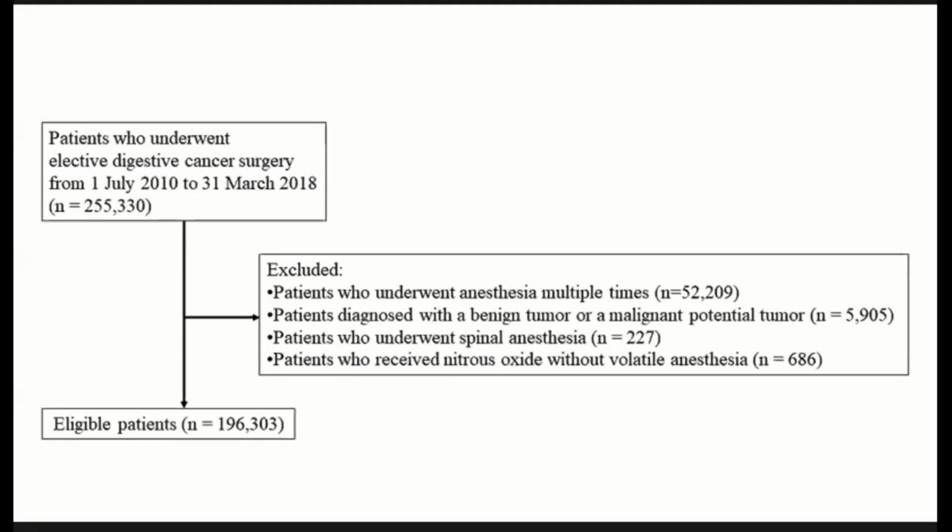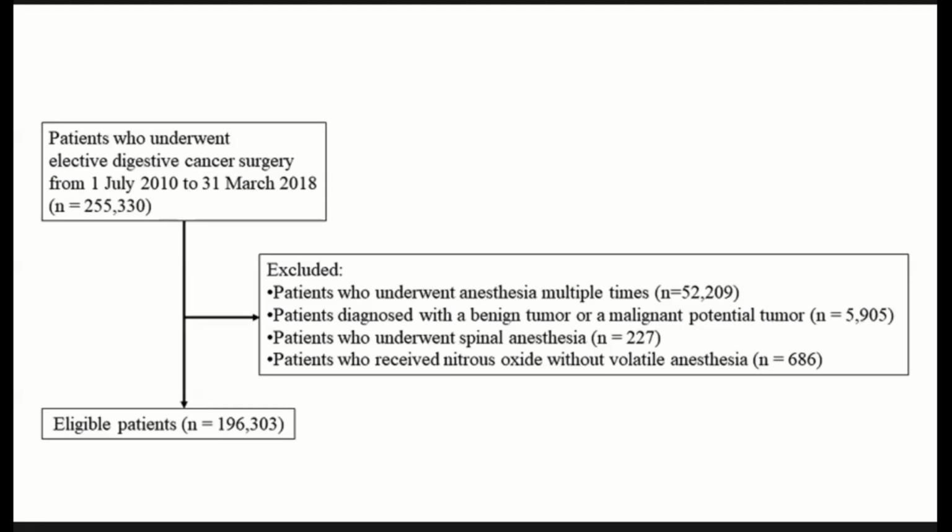So the authors selected patients who had had elective digestive cancer surgeries, and this included surgeries such as esophagectomies, gastrectomy, hepatectomy, cholecystectomy, pancreatectomy, colectomy, and rectal cancer surgery. So a wide array of surgeries from the years of 2010 to 2018. And ultimately, they identified close to 200,000 eligible patients, of which 166,000 patients were in the volatile anesthesia group, and just shy of 30,000 patients were in the propofol-based TIVA group.